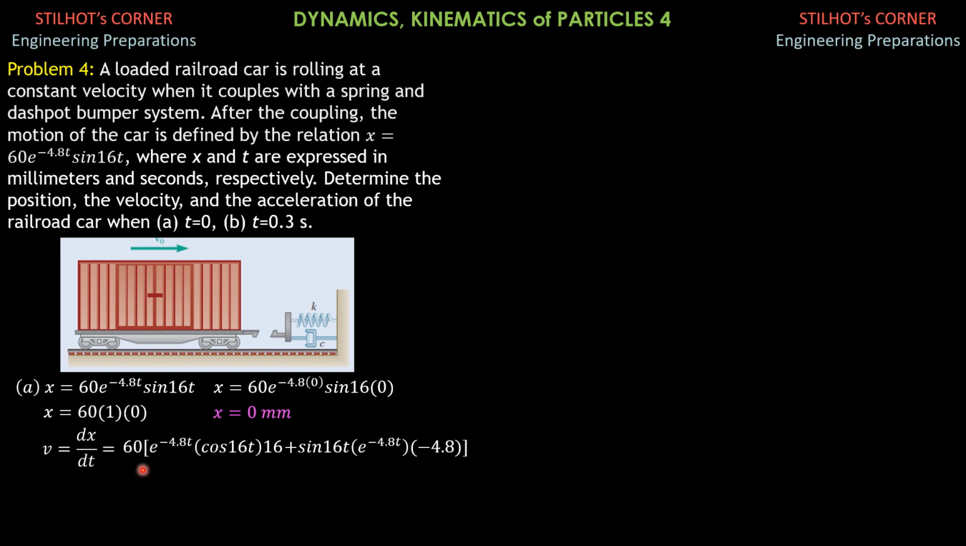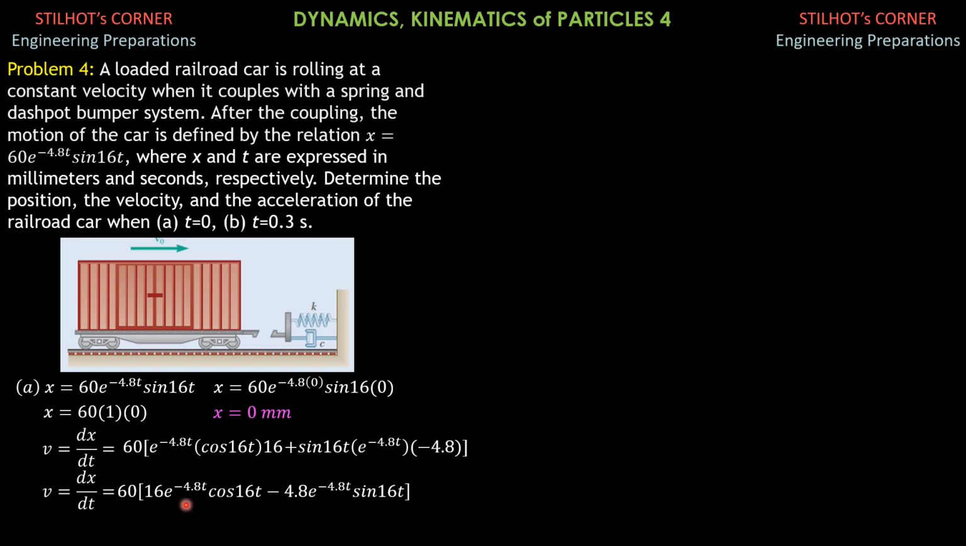Simplifying, we have v is 60, quantity 16 e to the negative 4.8t cosine of 16t, then minus 4.8 e to the negative 4.8t sine of 16t. We may actually factor out e to the negative 4.8t if you want to simplify the calculations or to simplify the expression for acceleration later, but I just leave the expression in this manner.